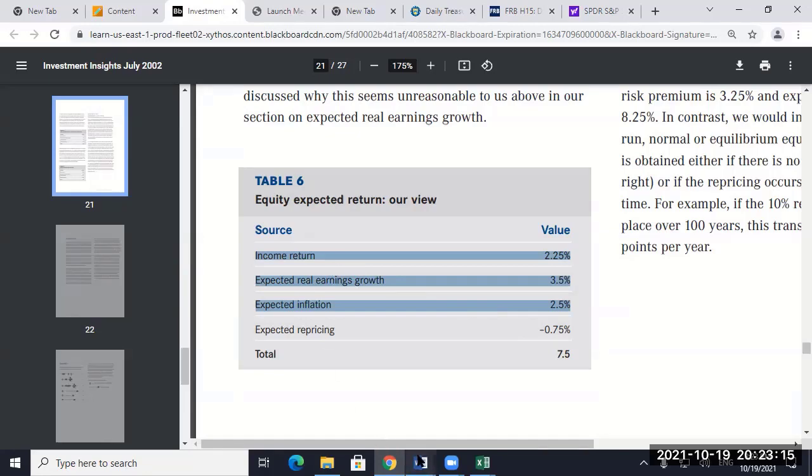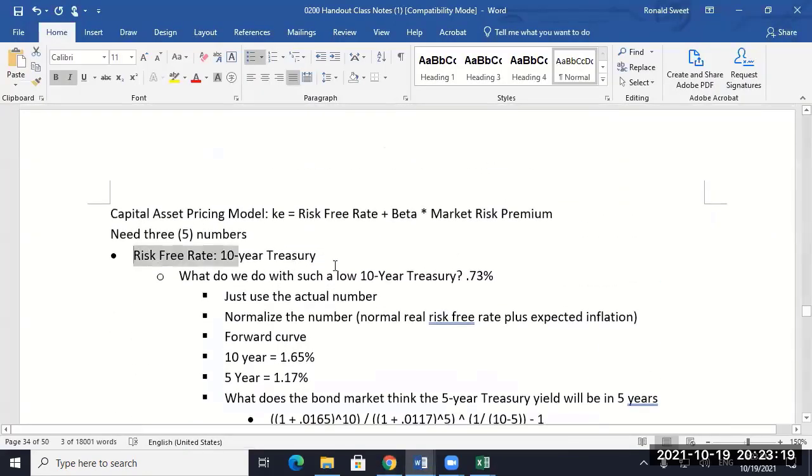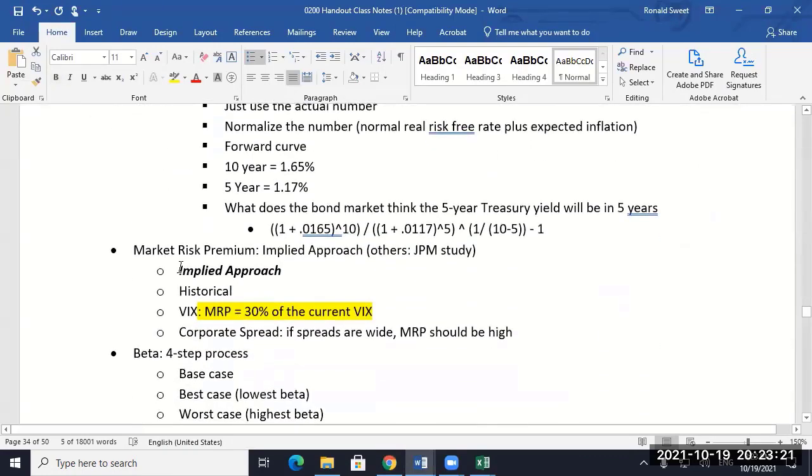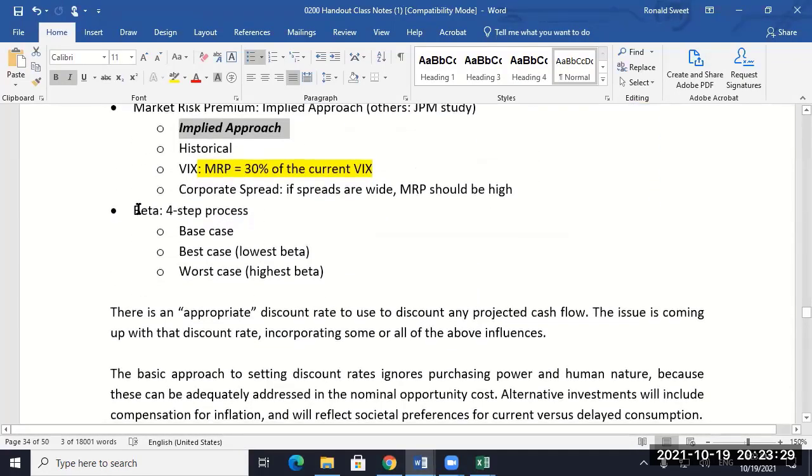All right. So really, this part of the paper is make a decision on the 10-year treasury, and then use the implied approach. And I'm going to walk you through the different pieces on the implied approach. Okay. And then beta, some of you have had me before on beta. So I'll walk you through that 4-step process. I think you should do that process.